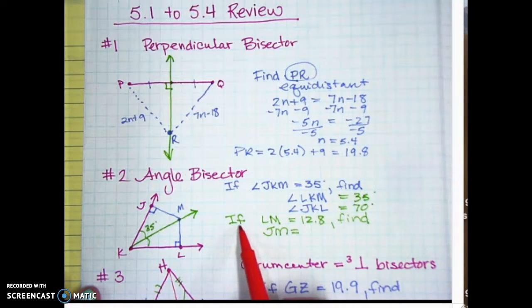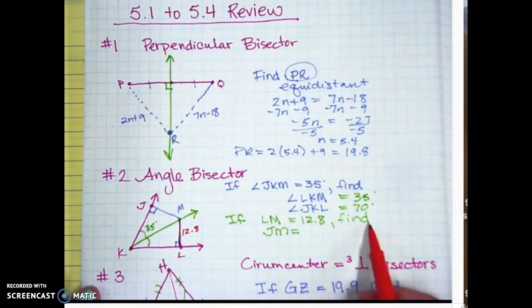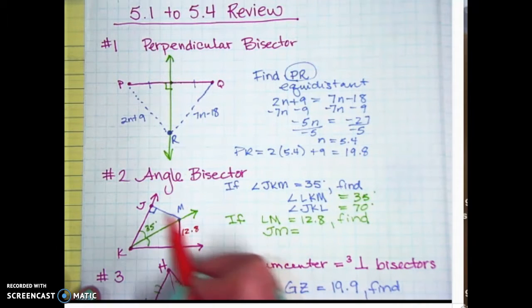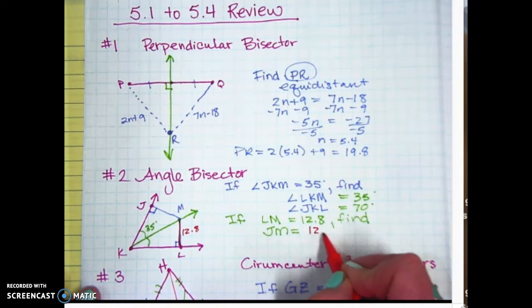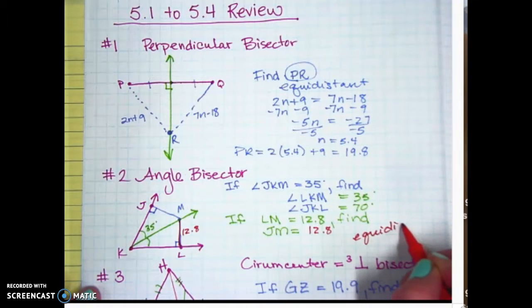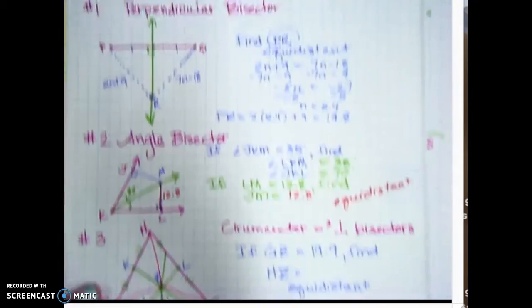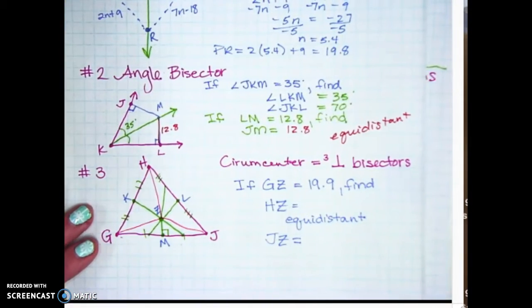Another question you could be asked is if LM is 12.8. So this little piece right here, it's 12.8. What's JM going to be? It's also going to be 12.8 because, again, they are equidistant. Keep seeing this word, equidistant. All right? Example number 3.